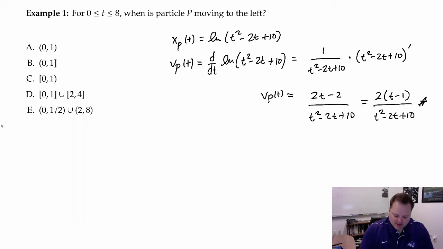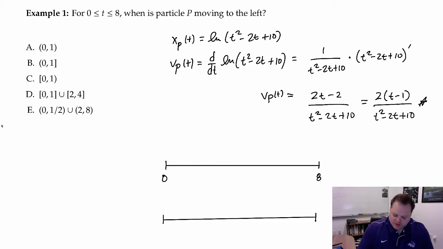So here's what I mean by that. I'm going to create a little timeline here. We know everything in this problem goes from 0 to 8. And I'm going to create 2 of these because I'm going to do one for particle p and I'm going to do one for particle q. Alright, so make a straight line here.